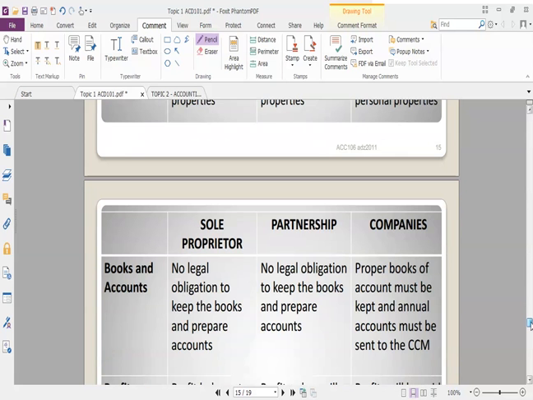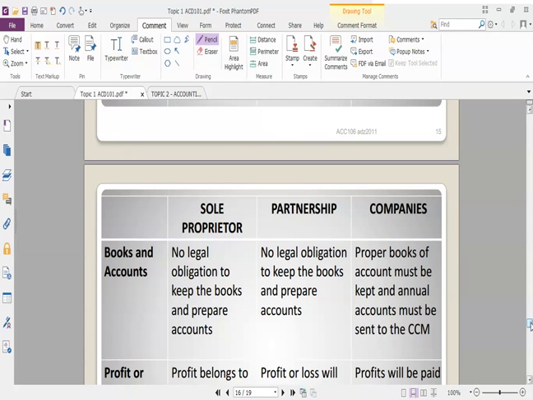Let's look at books and accounts. For a sole proprietorship, there is no legal obligation to keep books and prepare accounts. The same for a partnership. But for companies, you should have proper books of account kept, and annual accounts must be sent to the CCM. You should prepare a proper financial statement, and you must submit your financial statement to the CCM.